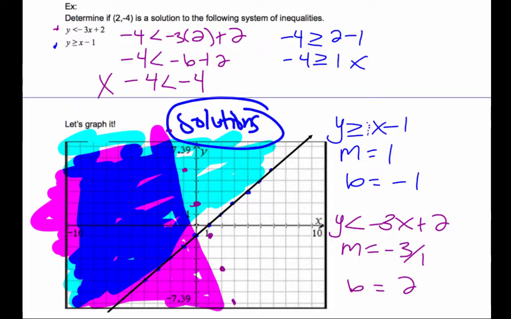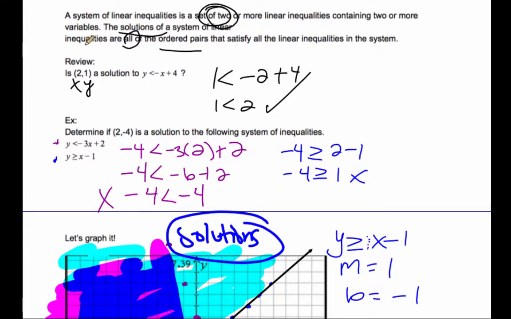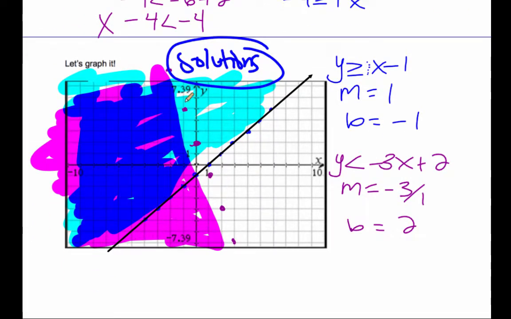So the solutions, okay, let's go back. What do our notes say? The solutions are all of the ordered pairs that satisfy all of the linear inequalities. So here, what does all mean? We have two linear inequalities. So this section works for both inequalities.